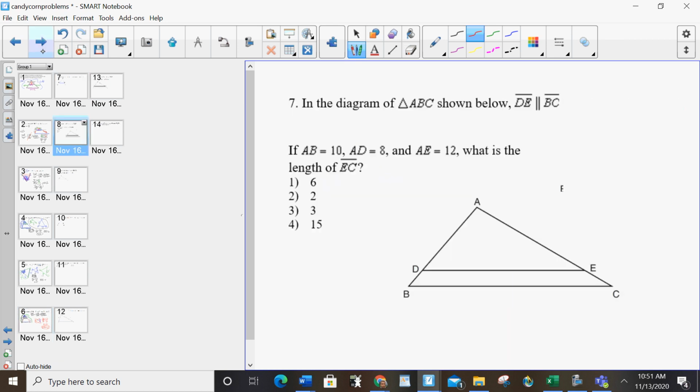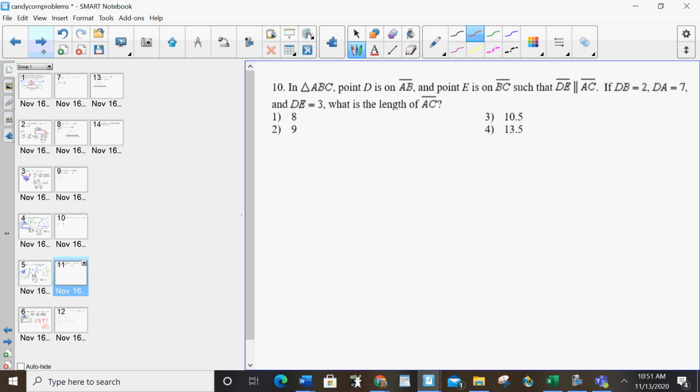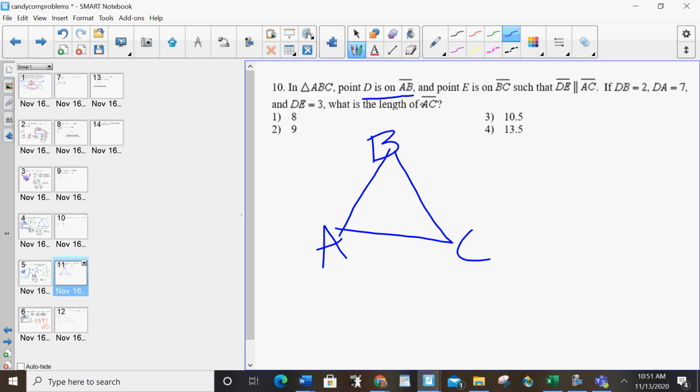So I just want to skip ahead to number 10, where there's no picture. And outside of that, I'm just going to let you practice. So, no picture. In triangle ABC, so I'm going to draw triangle ABC. D is a point on AB, and E is a point on BC, such that DE is parallel to AC. So there's going to be a line segment DE. It's going to be parallel to AC, and D is going to be on AB, E is going to be on BC. I'm going to give you about 10 seconds right now to try and draw that into the picture on your own.